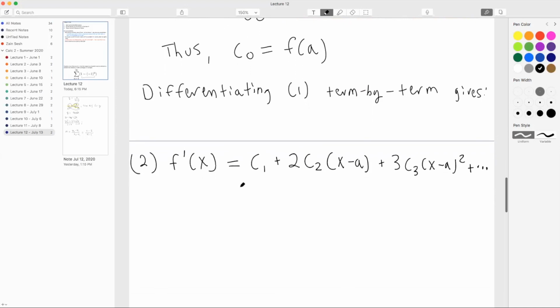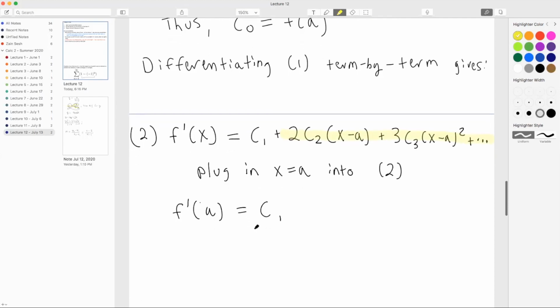Now let's plug in x equals a into this. What does that give us? I hope you agree that f prime of a is just equal to c1, because every summand except c1 has an x minus a in it, which makes them 0. Everything I'm highlighting here vanishes. So now we have an explicit formula for c1. It's just f prime of a. Let's keep going.